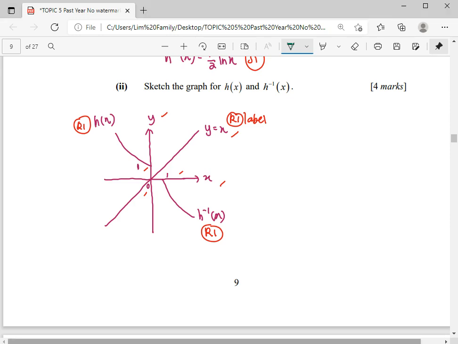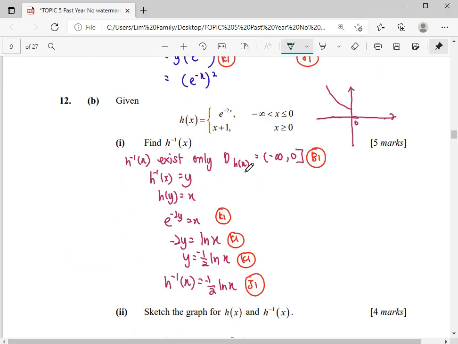Let's say if, in my first part here, for my f inverse, I'm taking this part, 0 to infinity, the procedure is still the same. Let the inverse equals y, then inverse the domain and range, so here will be y plus 1. So y will become x minus 1. So that will be our f inverse.